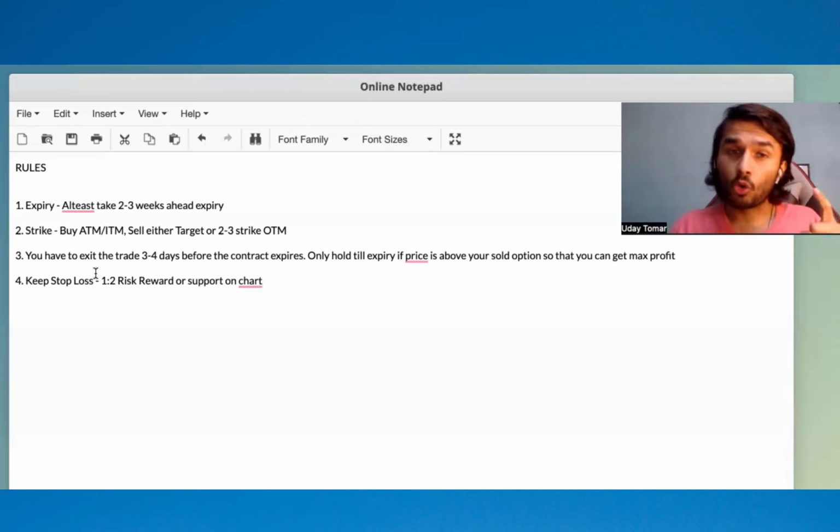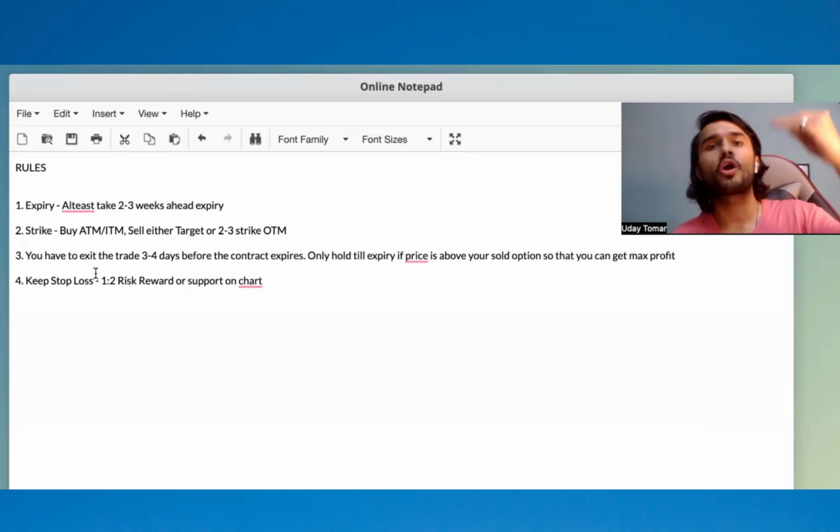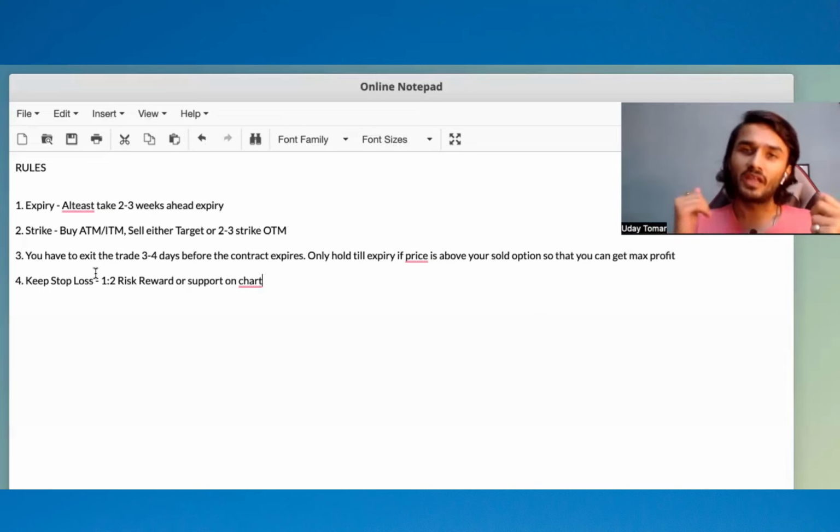The only difference is you can hold this strategy till expiry if the price is above the option which you've sold, because max profit will happen when the price goes above the sold strike. So for example, here our sold strike was 17,200. It was the strike at which we sold the call option, and once the price goes above that on expiry, then we have a max profit. So if you have the leverage to hold it till the expiry and it has gone above the strike which you've sold, then yes, you should hold the strategy. Otherwise, you should exit 3 to 4 days before the contract expires.